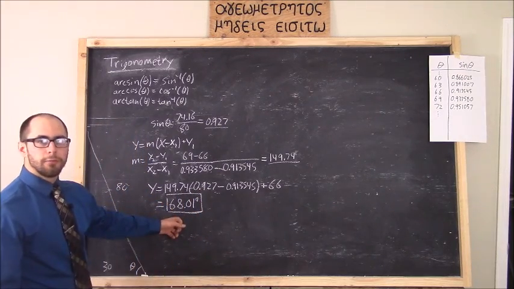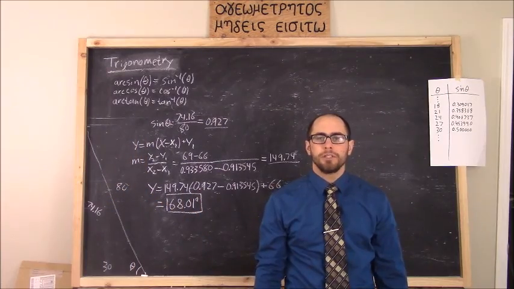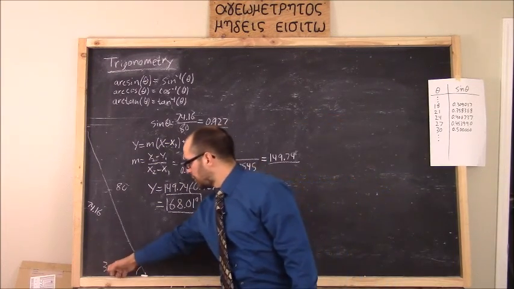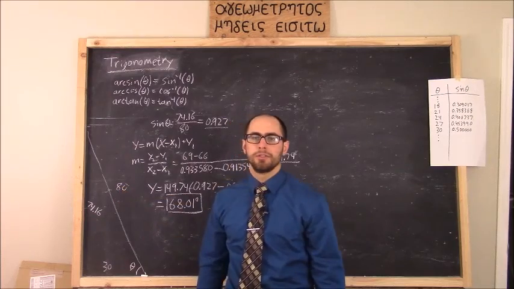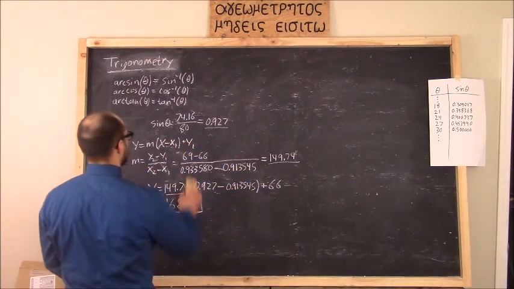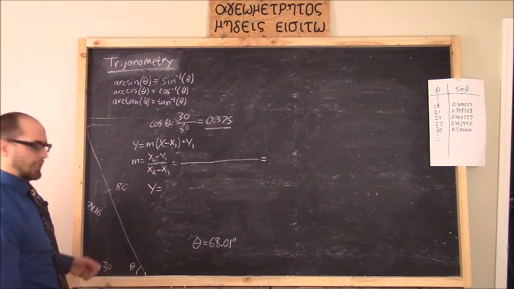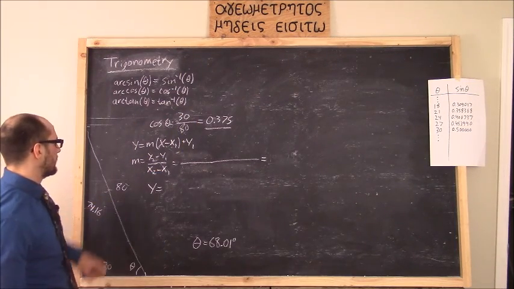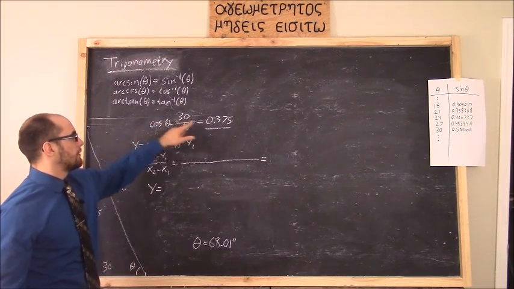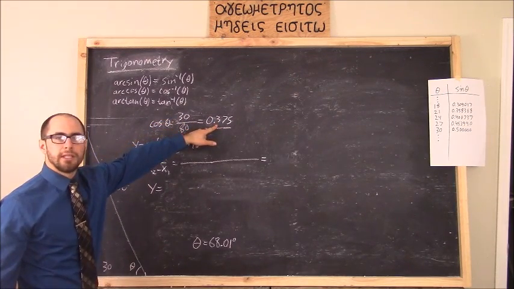That is by interpolation. What if I had chosen cosine instead? Well, cosine is adjacent over hypotenuse. So that would work perfectly fine. I just have to change a few things here. Cosine is adjacent over hypotenuse. So cosine of theta is 30 over 80, which is equal to 0.375.